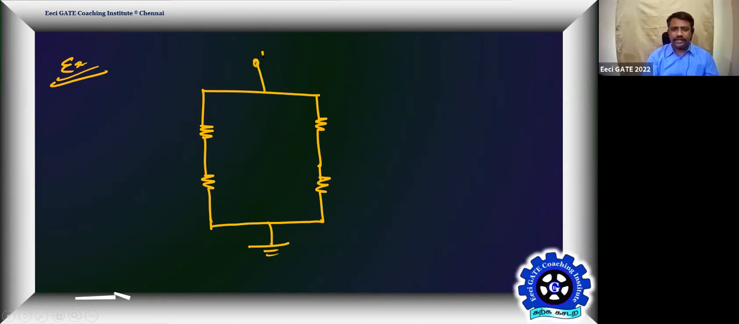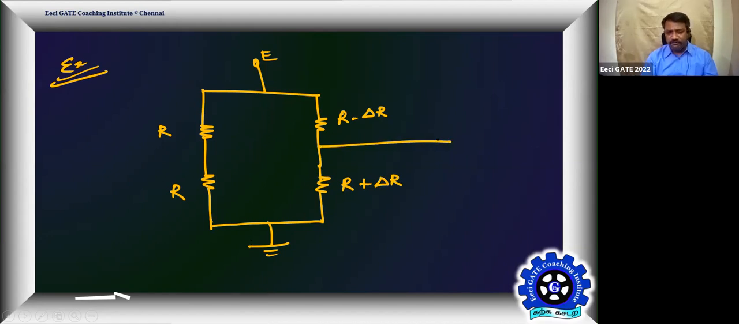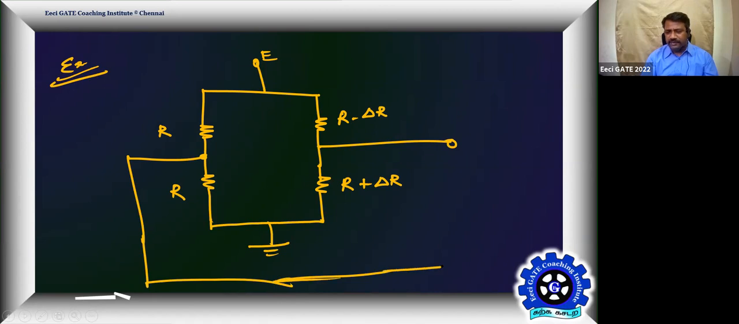So this is E. Okay, this is R. This is R. This is a sensing element, but sensing compressive, and this is sensing tensile. One is R plus delta R, another one is R minus delta R. Find out this output as well. So two sensing elements, we call this a half bridge. Half of the bridge is filled by sensing elements. Getting the logic? Yes or no? Yes, sir.